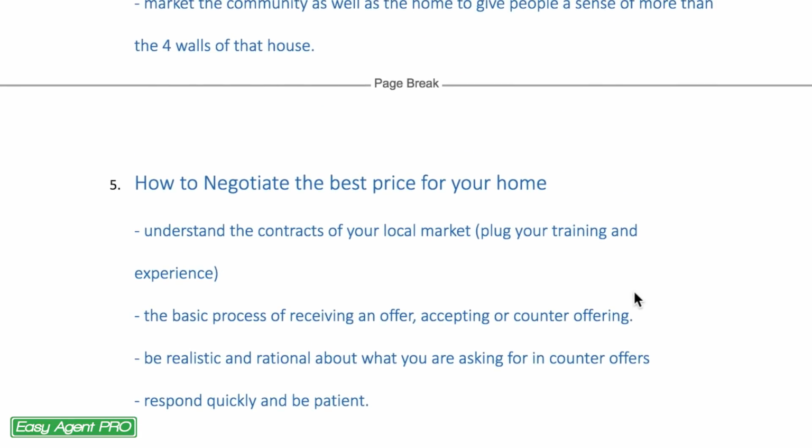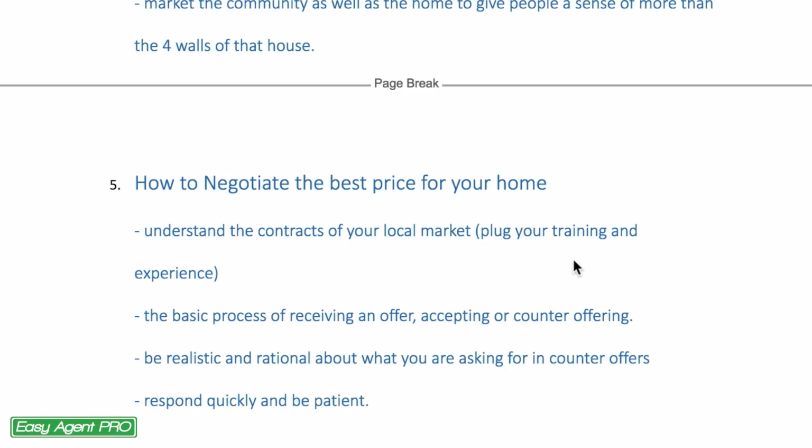The best price for the house. You want to understand the contracts in your local market. Everybody has different contracts. I know for myself, my contracts here in Florida are different than the contracts in, say, DC, and different from the contracts in California and Texas and all that. So you need to understand your different contracts in your different areas. And you want to talk about that inside of your home seller's guide and plug your training and experience going through all of these. You want them to think, okay, this person knows what they're doing, and it'll take a burden off of my shoulders of having to learn all of this stuff.